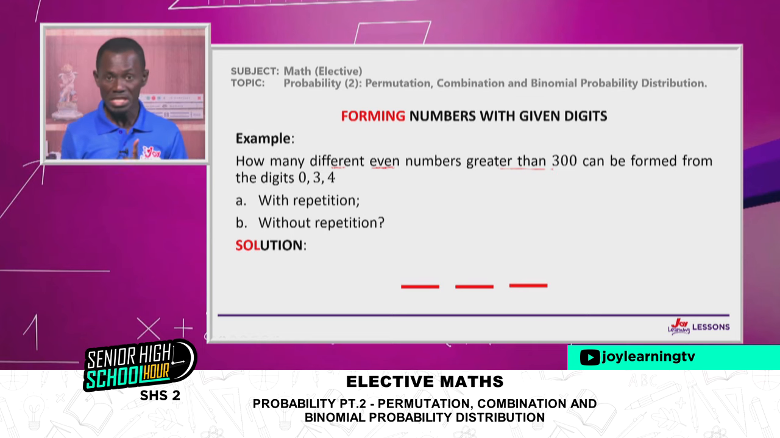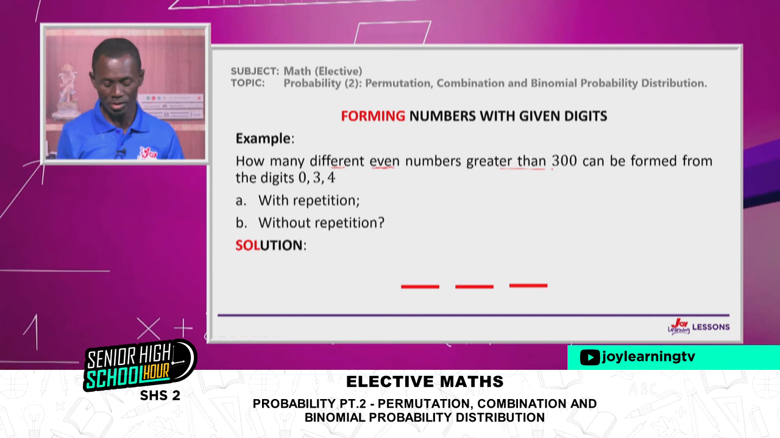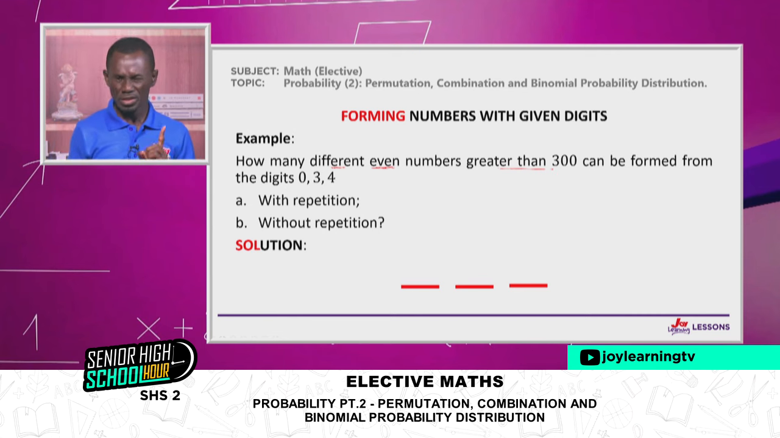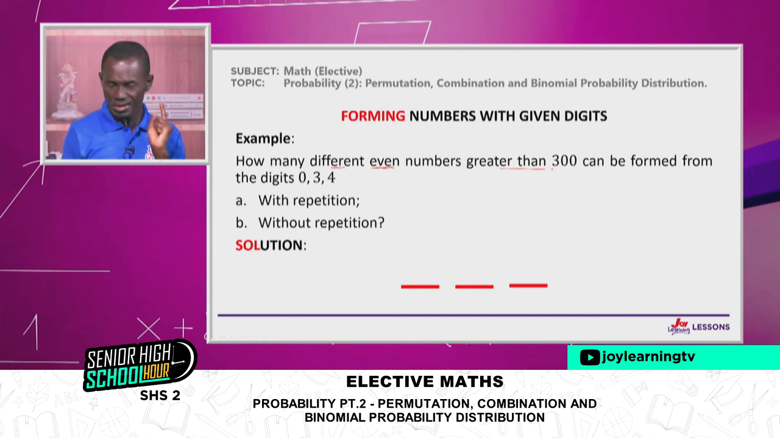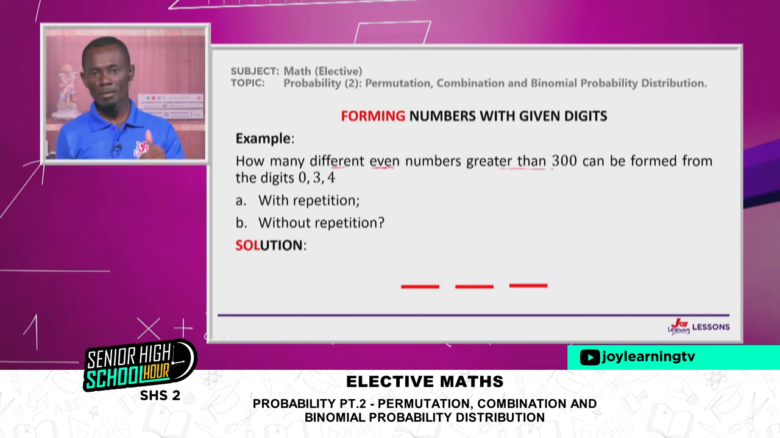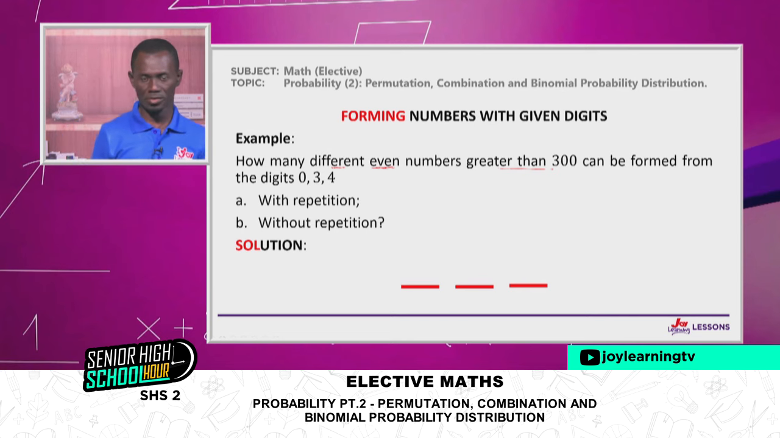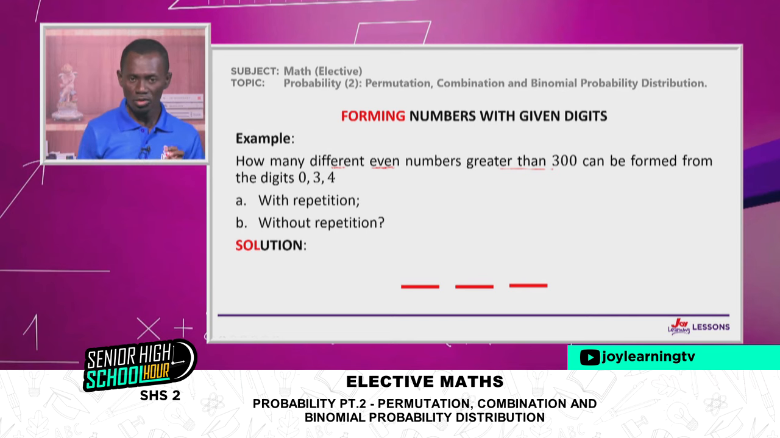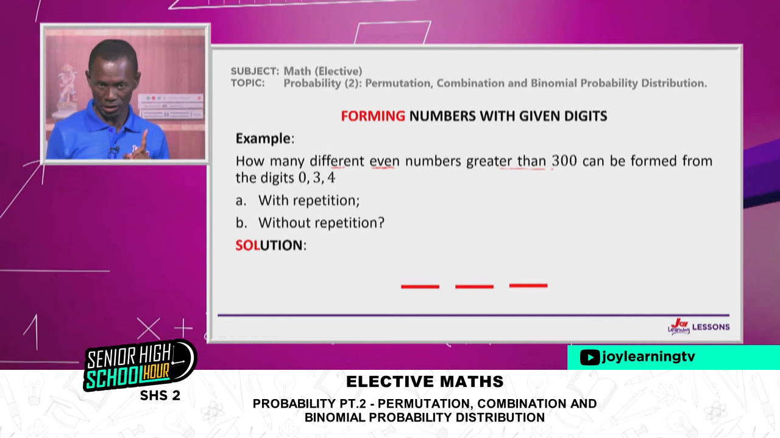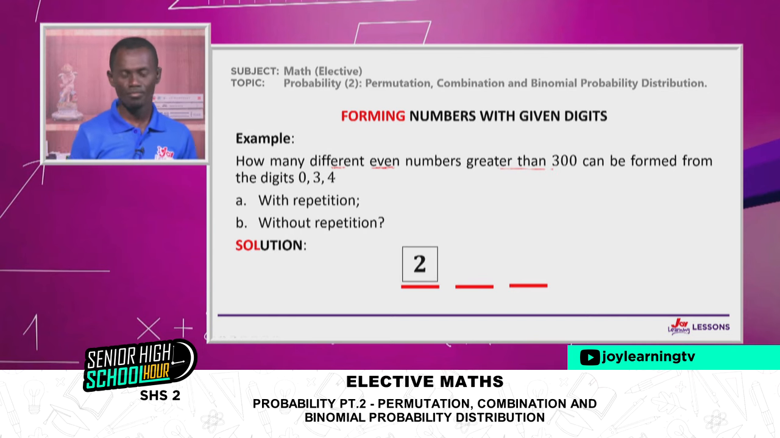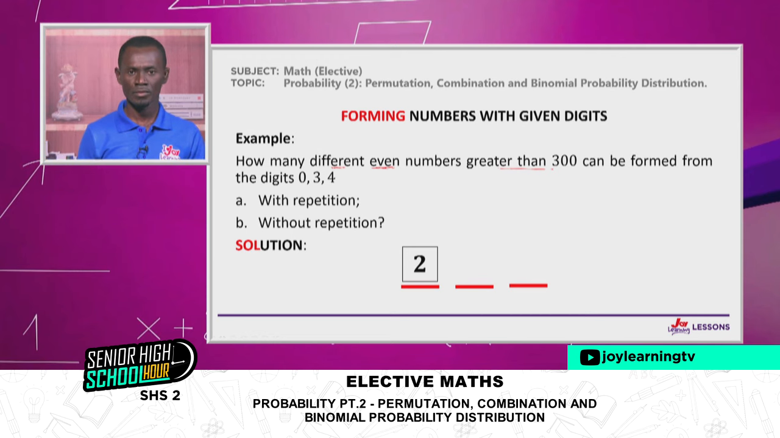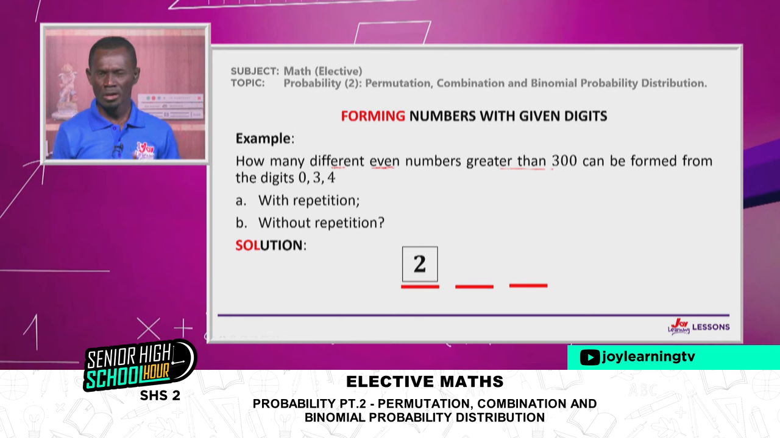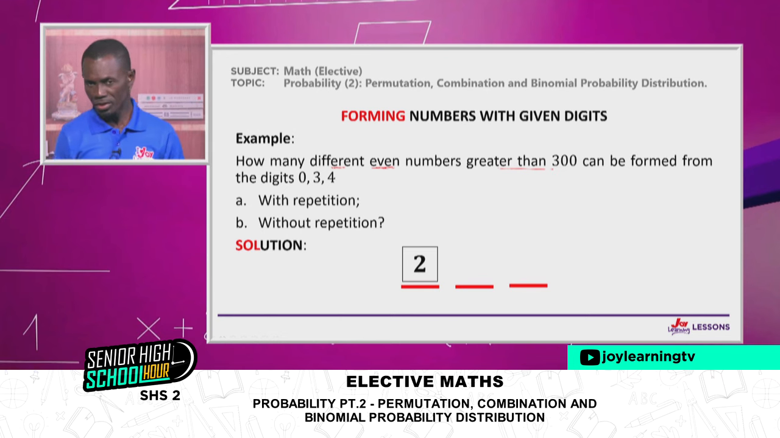The numbers have to be even numbers. They have to be greater than 300. If I'm going to use 0, 3, and 4, what it means is for the number to be greater than 300, it cannot start with 0. Any number beginning with 0 will be less than 300. So based on the digits I have been provided with, only 3 and 4 can begin. In other words, there are 2 possibilities there. So either 3 or 4, so 2 possible numbers can start. That's the first thing. So the number must be greater than 300.